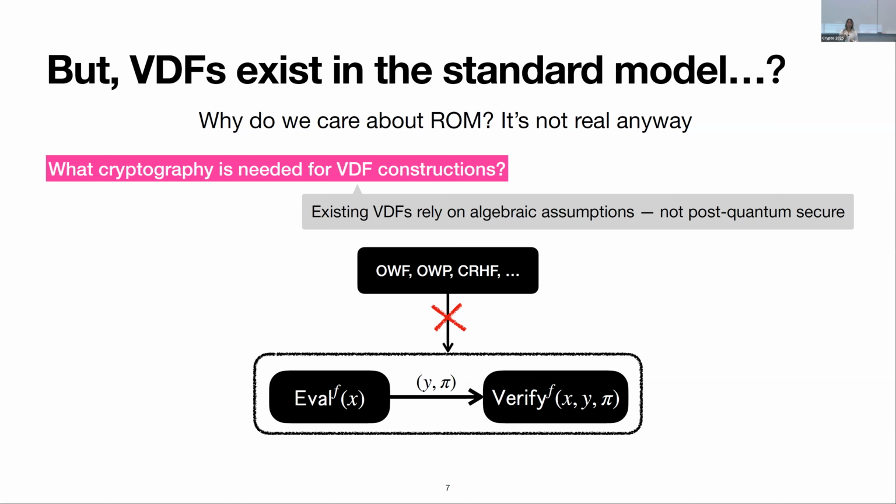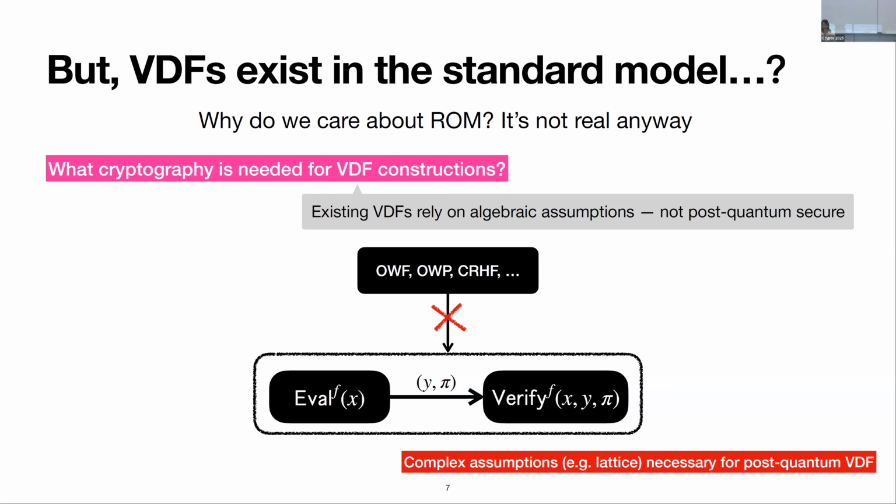On the other hand, our result, the impossibility of VDF in the random oracle model, tells us that VDFs cannot be constructed in a black box way from very light crypto assumptions, such as one-way functions, one-way permutations, collision-resistant hash functions, and all sorts of hash functions. And this is telling us that to construct VDF, even the classical one, not the post-quantum secure one, you still have to start from something higher in the hierarchy than hash functions. And moreover, to get post-quantum secure VDF, you have to start with much more complex assumptions, such as lattice-based ones.